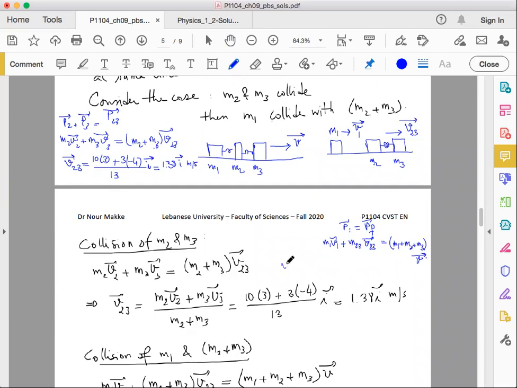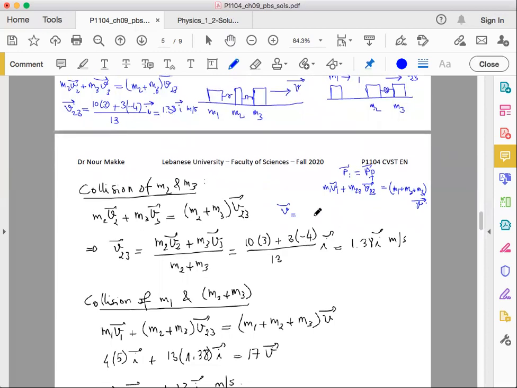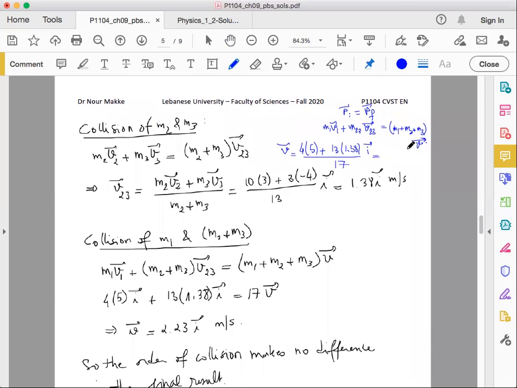And so you end up with V equal to M1V1, where M1 is 4, I think, yeah, it's 4, multiplied by V1 equal to 5, plus M23, which is 13, as we have just seen before, multiplied by V23, which we derived here, 1.38. All of this is along the X direction, divided by 13 plus 4, which is 17. And if you make the numerical application, you end up with the same value as we have seen in part A, so 2.23 meters per second along the X direction.